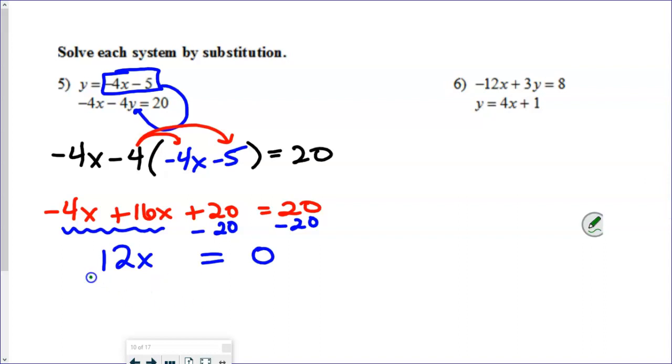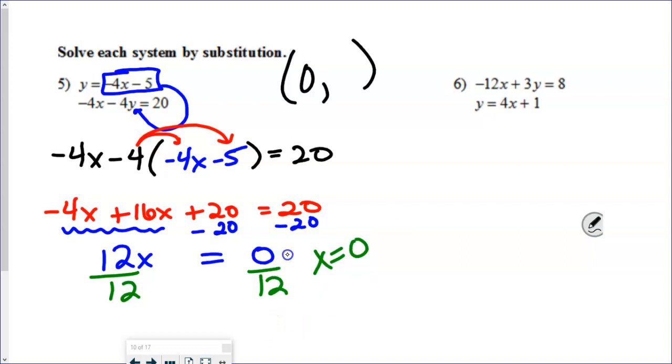0 is a number. You can divide 0 by 12 and you still get 0. So this isn't one of those weird all solutions, no solutions things. This is just your x value is 0. So now you got to go back and find your y. And what I do like about substitution is this formula right here, the thing we boxed in, that's a recipe for y. So if you're trying to find y, you just plug in 0 for x. So -4 times 0 minus 5 should give you a -5. So there's your y value.